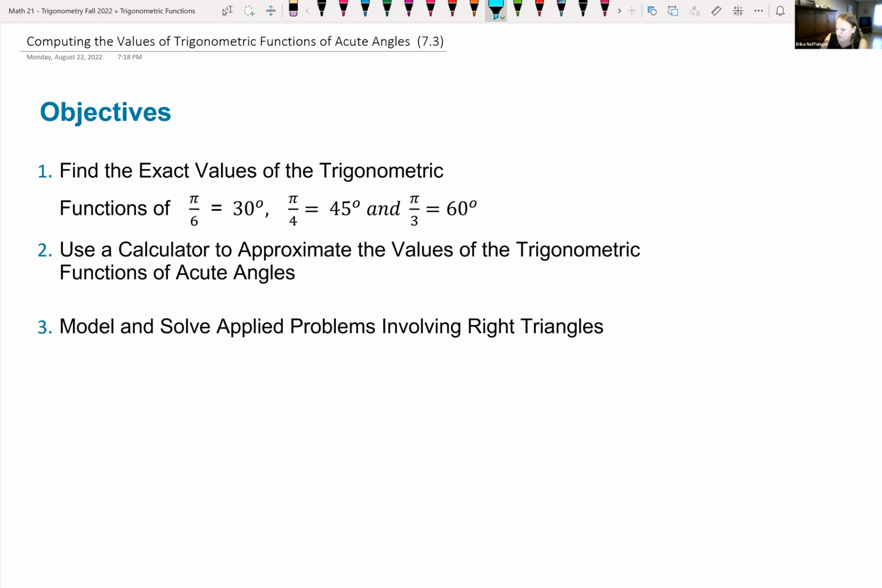And we're going to find the exact values of trigonometric functions of pi/6, which we learned how to convert radians to degrees by multiplying by 180 degrees over pi. Pi/6 is 30 degrees, pi/4 is 45 degrees, and pi/3 is 60 degrees. So after this lecture, hopefully you'll be able to figure out what cosine and sine of these are. And once we have those, by our identities, we can find our other trigonometric functions.